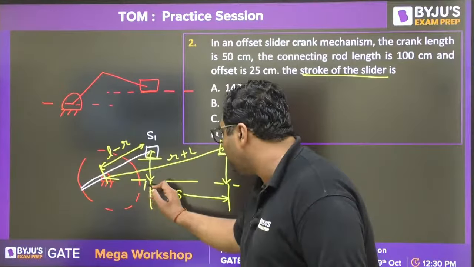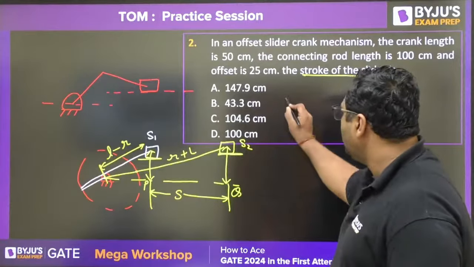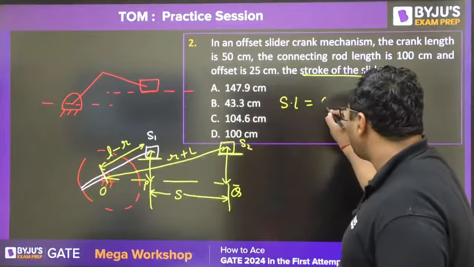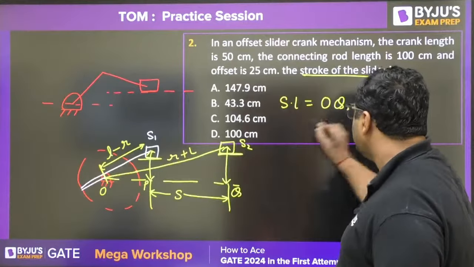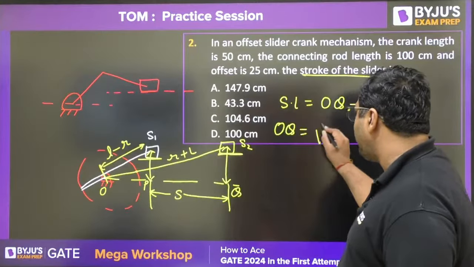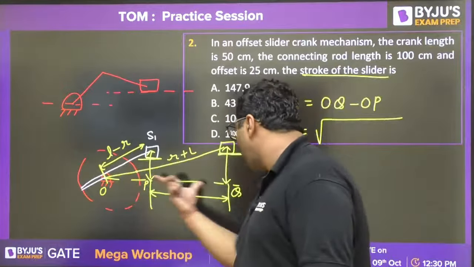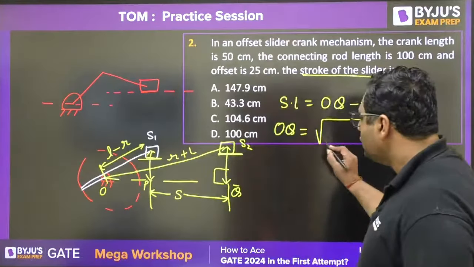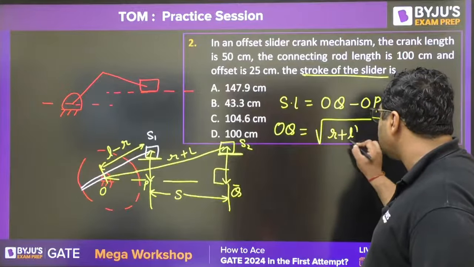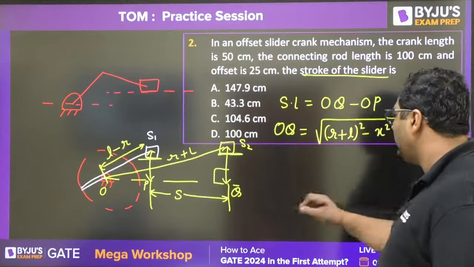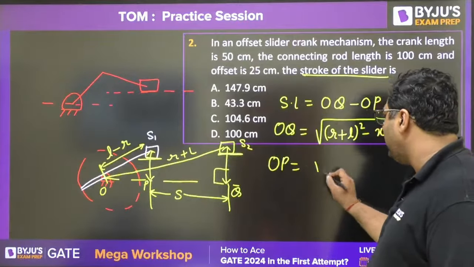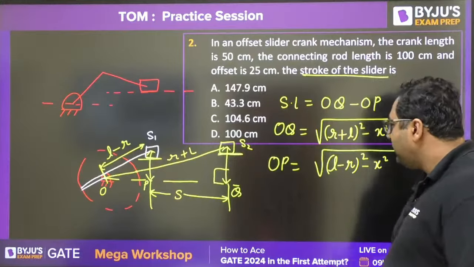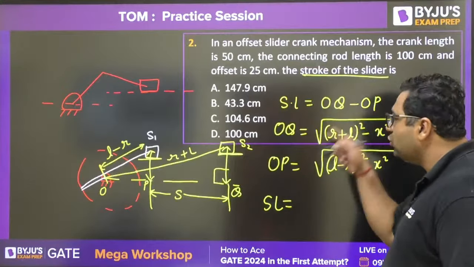So if I give this point as P, this point as Q, you need to find out the stroke length, which will be given as, if this point is center O, OQ minus OP. To find out OQ, you can apply the Pythagoras theorem. You will do this square minus this square, because this angle is 90 degrees. So you can write (R plus L) squared minus offset squared. When you find OP, you will have (L minus R) squared minus X squared. And stroke length is nothing but OQ minus OP.